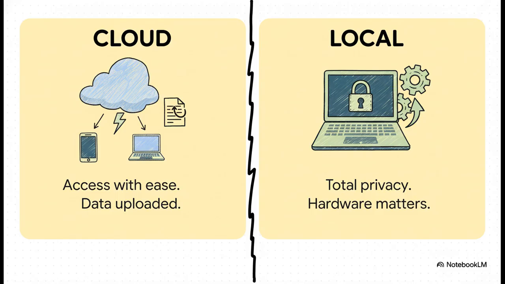On one hand, you have the cloud models. They're super convenient, you can access them from anywhere, and you get to use the biggest, most powerful models out there, often for free. But, and this is a big but, your data is being sent to someone else's computer, and it might be used to train their future AIs.